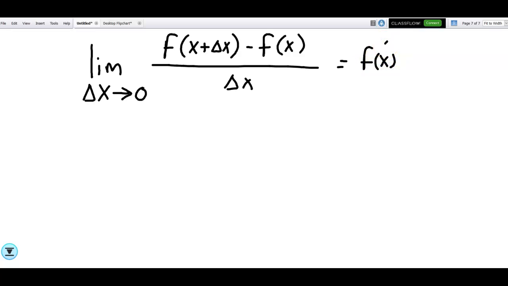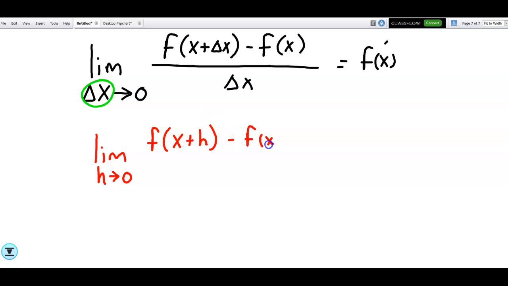Now, mathematicians, I think the reason for this is because they feel like this is just kind of clunky. They don't like that delta x symbol. So a lot of times what mathematicians will do is they'll just use a different letter in its place. And the most common one I see them using, although it really doesn't matter what letter you use, is the letter H. So today I'm going to be writing it like this.